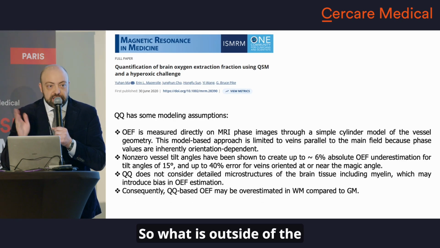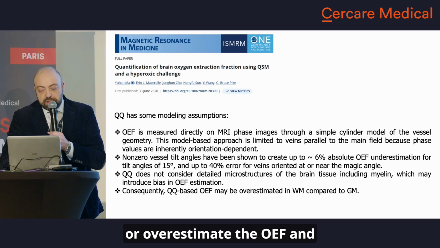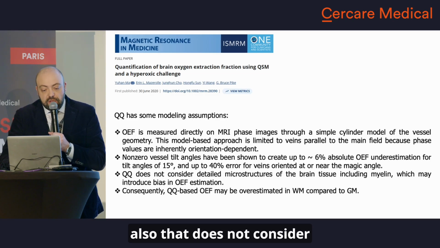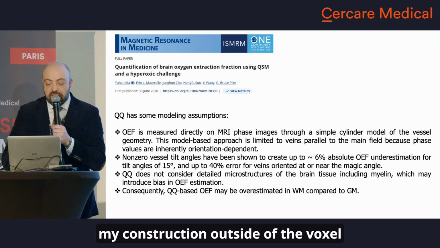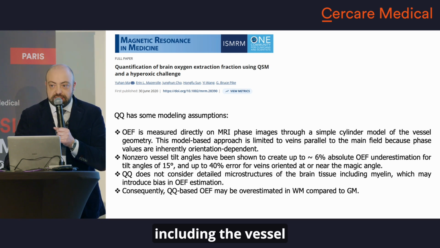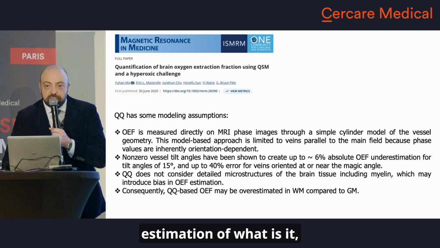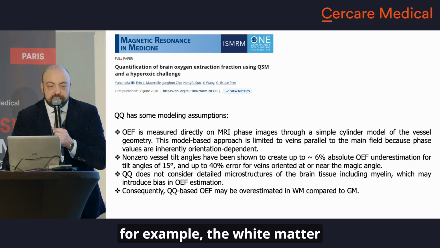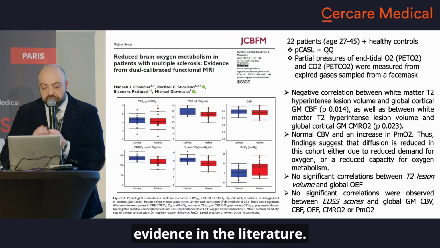So what is outside of the cylindrical model may lead to underestimation or overestimation of the OEF, and it also does not consider the microstructure outside of the voxel, including the vessels and the tissue. So, for example, this can lead to a misestimation of the OEF in the white matter compared to the gray matter. But let's go to some evidence in the literature.